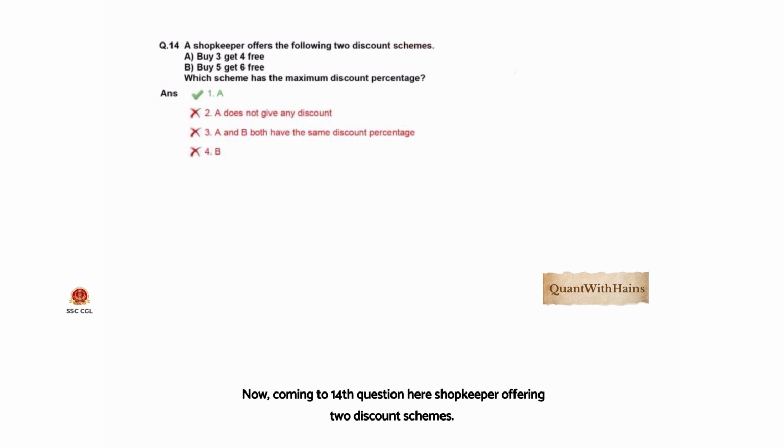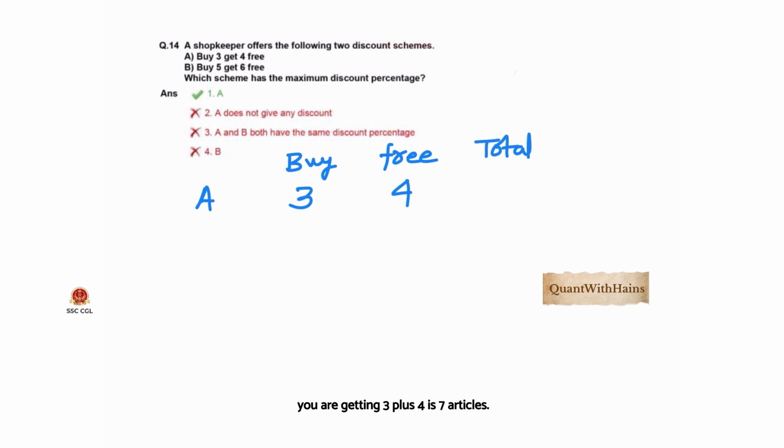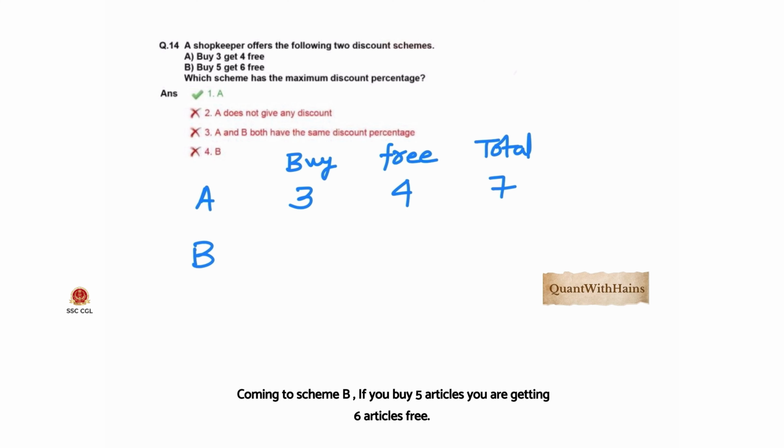Now coming to the 14th question, here a shopkeeper is offering 2 discount schemes. Scheme A says that if you buy 3 articles, you get 4 articles free. Means total how many articles are you getting? 3 plus 4 is 7 articles. Coming to scheme B, if you buy 5 articles, you are getting 6 articles free. Overall you are getting 11 articles.